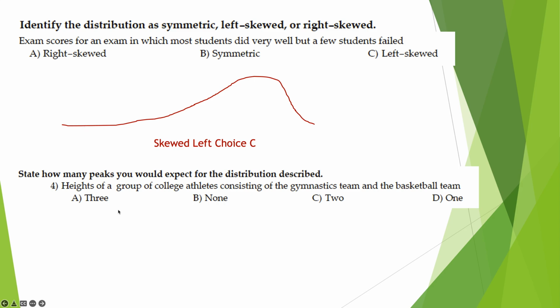For the second one, number 4 underneath here, the heights of a group of college athletes consisting of the gymnastics team and the basketball team. Well, first off, the basketball team tends to be really tall generally, and gymnastics, you don't see too many tall gymnasts. You know, they tend to be on the shorter end of things. So you can expect one peak for the gymnastics team and a separate peak for the basketball team. 2 peaks.